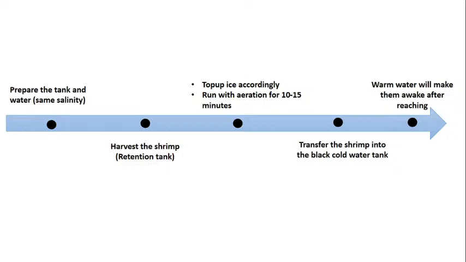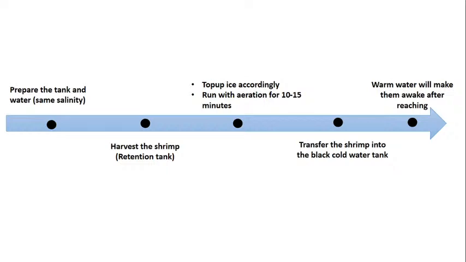Moving on to the process, the tank and the water need to be prepared beforehand. Make sure that the salinity that we make is the same as the salinity inside the shrimp culture water. We will need to harvest the shrimp as per customer request and place them first in the retention tank with aeration. On our side, we just use the 4-ton tanks with a water level around 15 centimeters high.